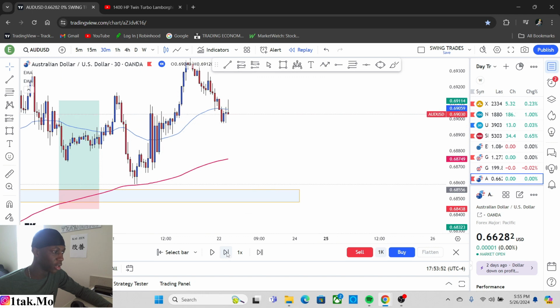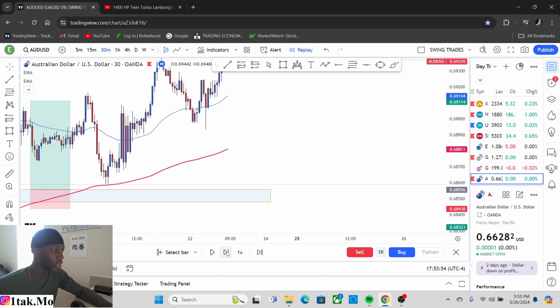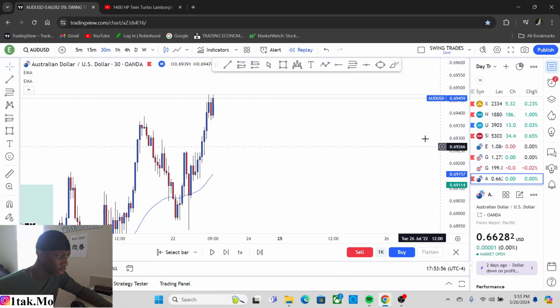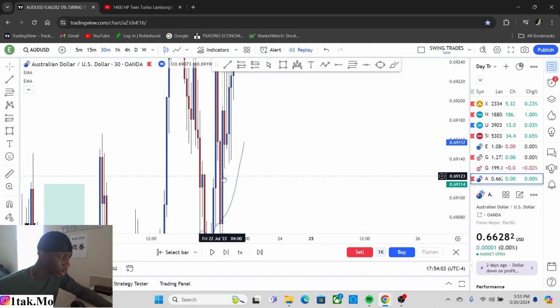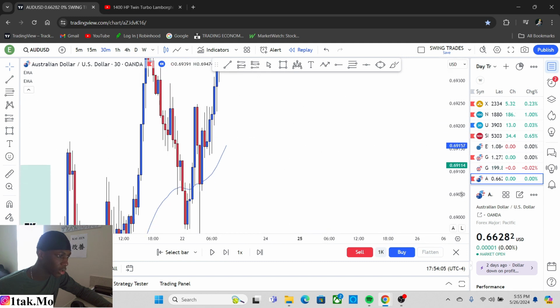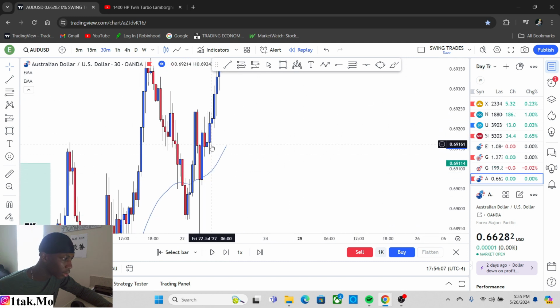So we just keep going. Okay, this is a big one right here. Nah, this one you only want to count the body because the wick closed above the previous thing. So I learned.